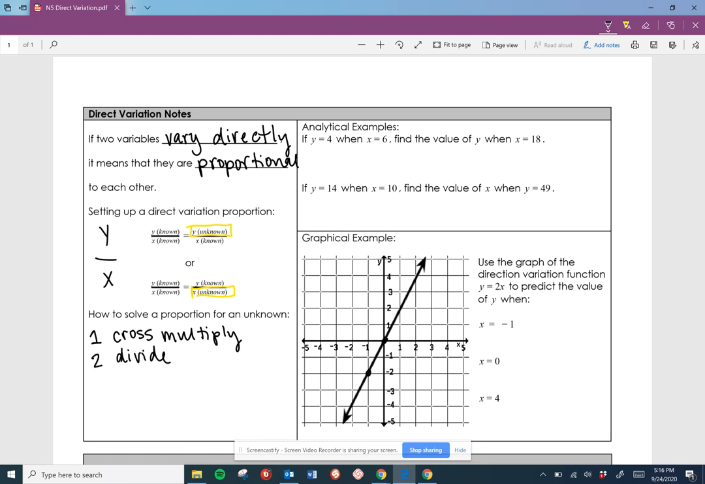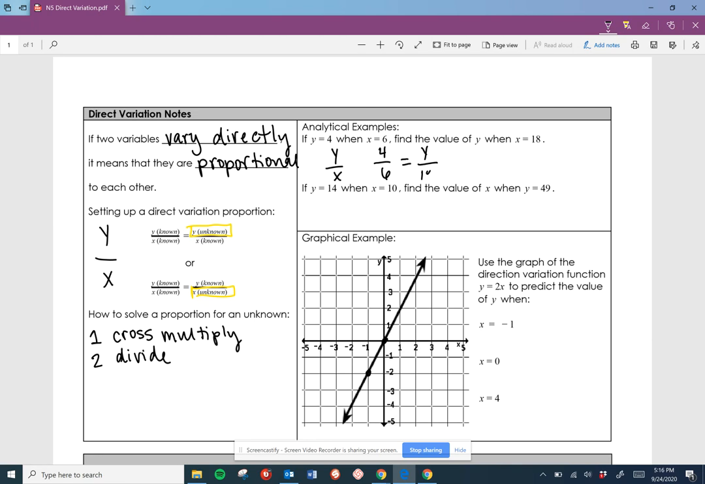So if we look over here to this first example, if y equals 4 when x equals 6, okay, so remember our y will be on the top, x will be on the bottom. So our y is 4 when our x is 6. Find the value of y when x is 18. So we're going to leave that y there because we don't know what it is yet. We're looking for it, and then our x will be 18.